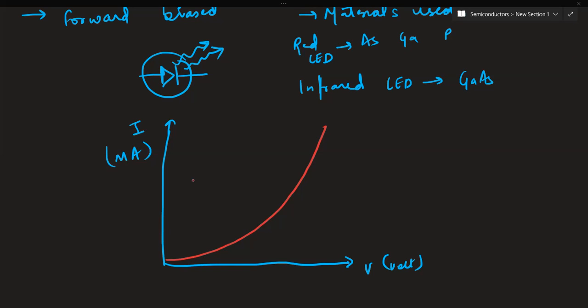Now, what is that infrared LED? Infrared LEDs are LEDs which release infrared radiations. You must have studied the electromagnetic spectrum. Ma'am, I'm asking what is GaAs? Okay, gallium arsenide.